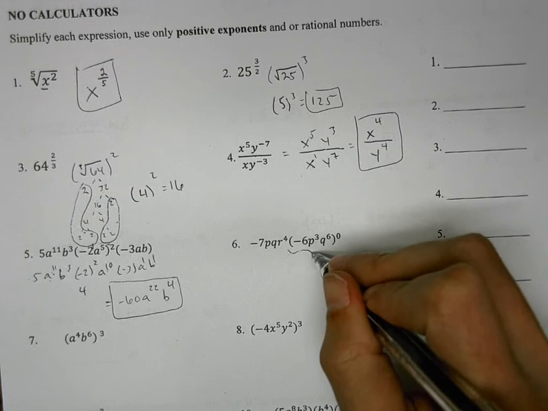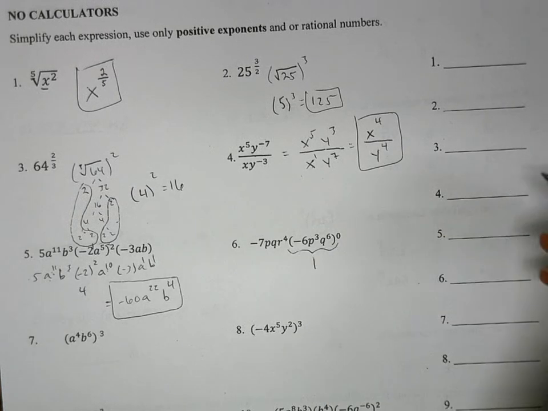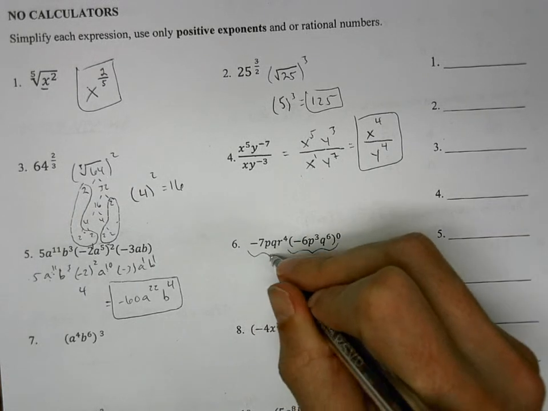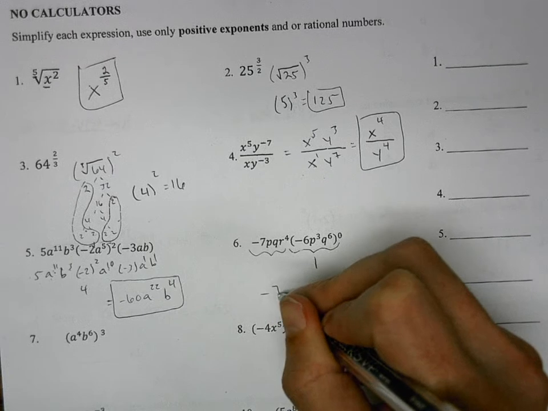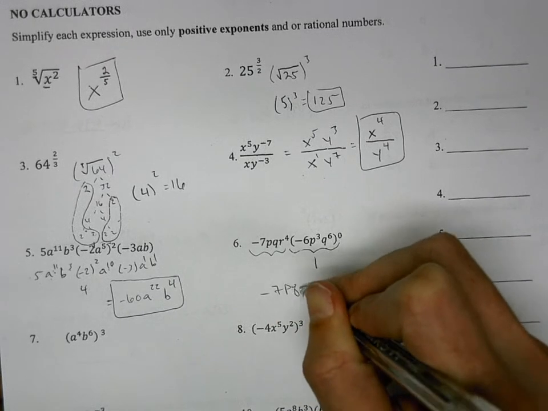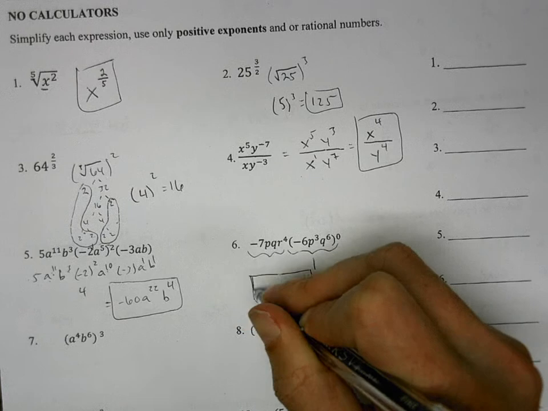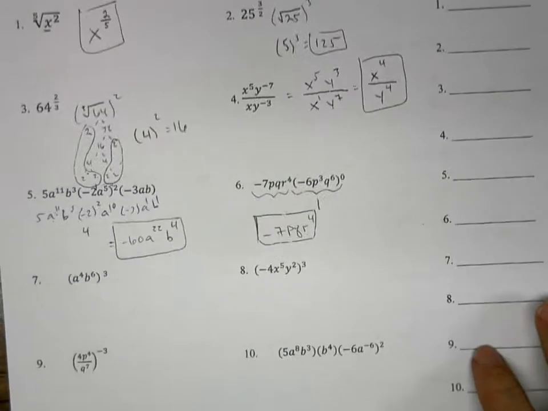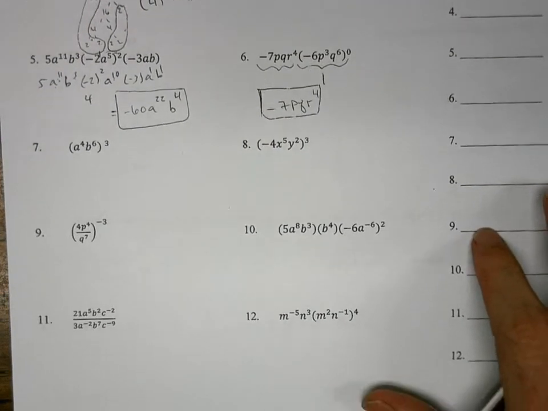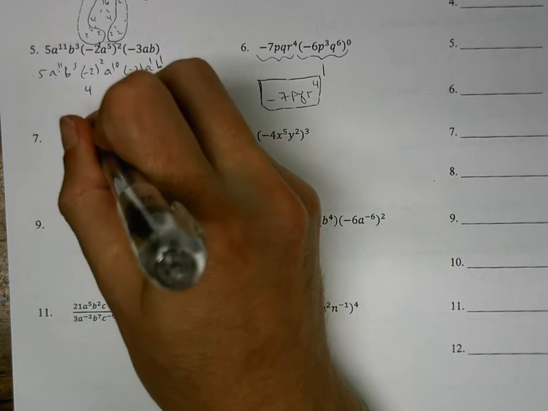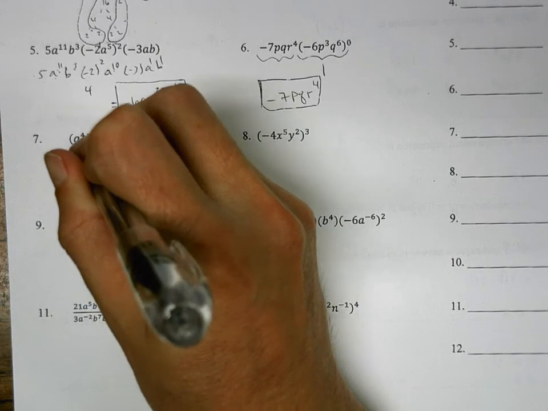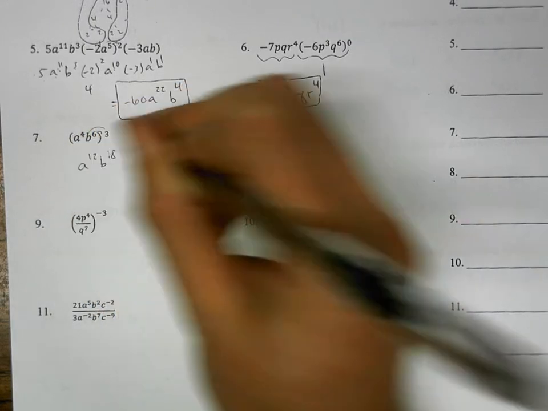Number 6, all of this stuff is to the 0 power, which means it's 1. And all of this stuff times 1 is just itself. So it's negative 7 p q r to the 4th. Number 7, again, distribute the exponents. So this is a to the 12th, b to the 18th.